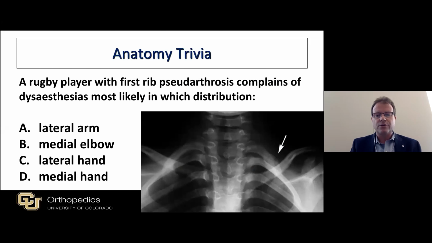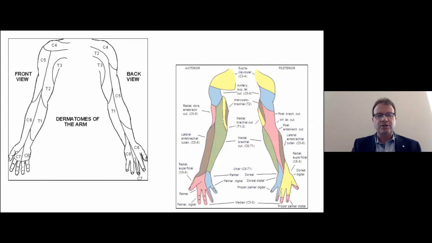I'm going to start here though, because I do have an interest in nerve. And for anyone, you can raise your hand or select A, B, C, or D: this is a rugby player with a first rib pseudarthrosis. And the dysesthesias are to which distribution? And you say, well, why is this a part of our elbow discussion? Well, I think it's really critical to recognize pertinent anatomy, not just at the elbow, but what may cause symptoms around the elbow when we're doing our thorough evaluation, and that includes nerve distributions as well.